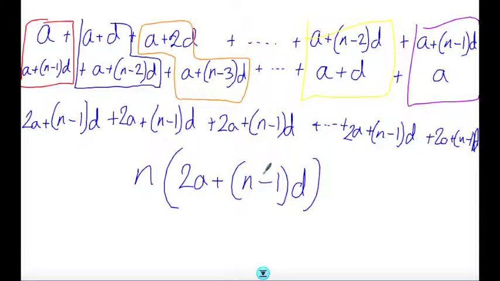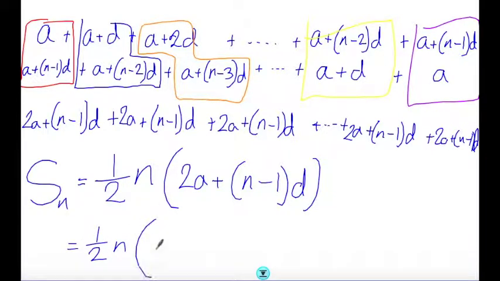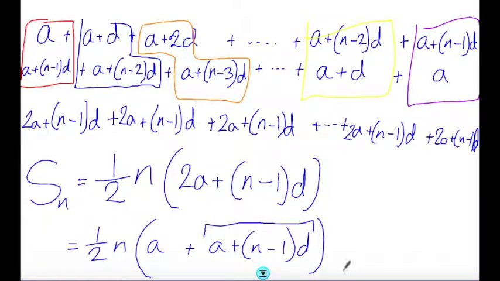But again, just like with the very first problem, we've counted this twice. So the sum for the first n terms is going to be a half n times (2a plus (n minus 1)d). Another way you could also think of this, which is often useful, is to split that up into a plus (n minus 1)d. Notice that this is our formula for L, the last term, so we can also think of it as a half n times (the first term plus the last term).